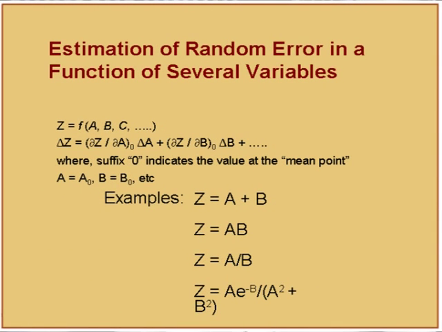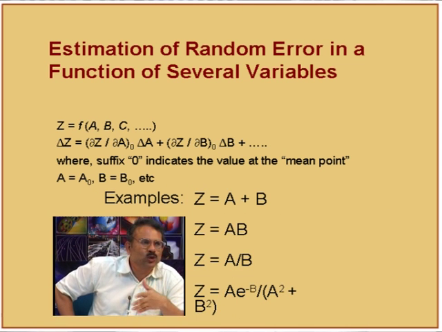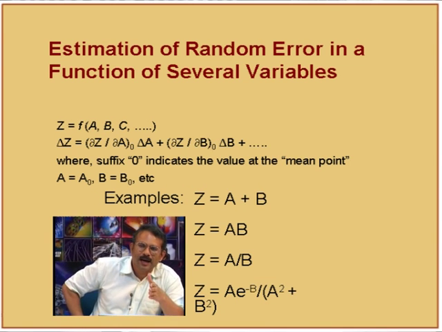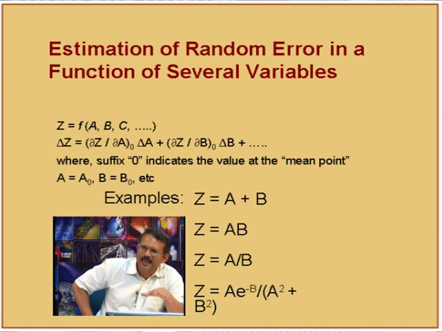Finally, your experiment will involve calculating a quantity which is a function of several variables, each of which is measured independently. For example, what you want to determine is some parameter Z, which is a function of A, B, C, and so on. Now, each of the parameters A, B, and C are measured several times in several trials, and then you have done averaging and all that, and then you obtain the error. Now, how will you obtain the error in Z because of all these errors?